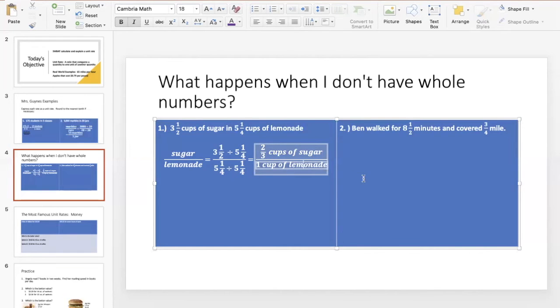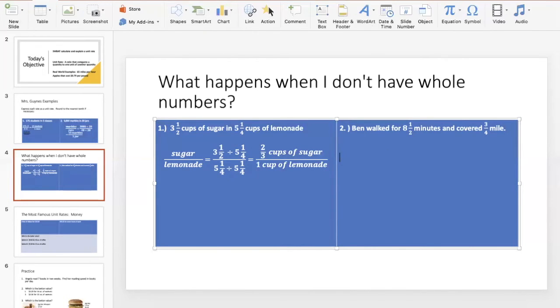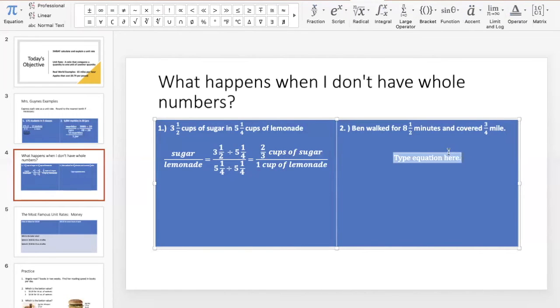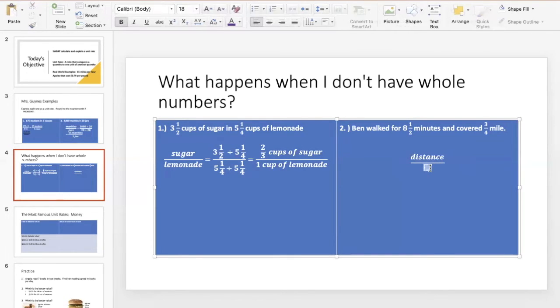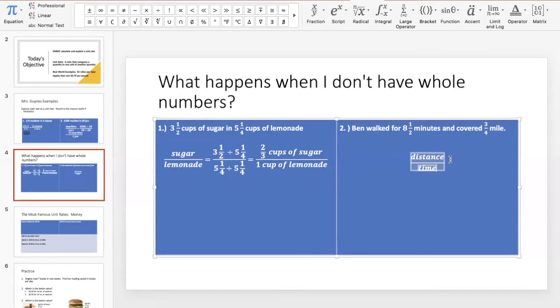All right, go ahead and copy number 2 down. It says Ben walked for 8½ minutes and covered 3/4 of a mile. I'm first going to create my key. And this is really important, something that we've got to remember and we'll practice more of in the future. When we write things in speed, we've got to keep in mind like our speed limit on our highways, it's always distance over time. So that's why it's miles over hours.